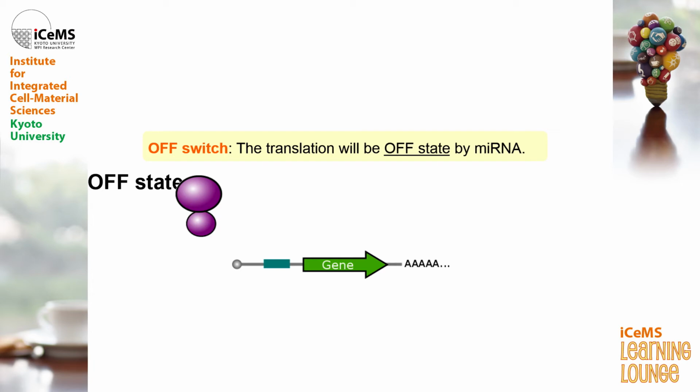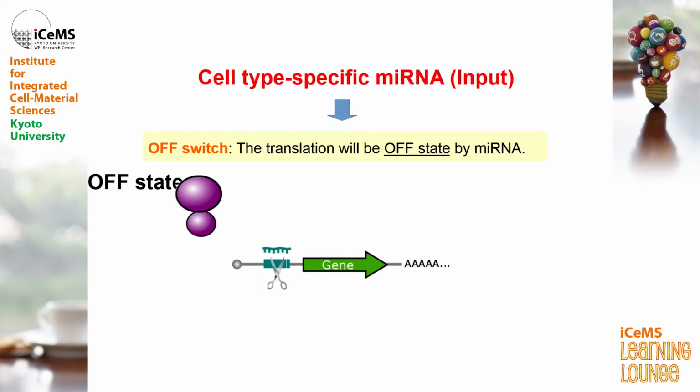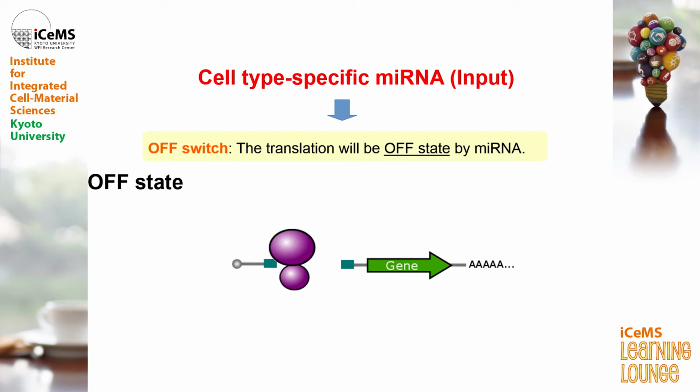In the presence of cell type specific microRNAs, these cell type specific microRNAs recognize this switch and digest the switch. Because the ribosome scans from the mark at the end of the messenger RNA, the protein is not synthesized anymore. So we can distinguish the cells which have cell type specific microRNA from others by the decrease of the fluorescent signals.